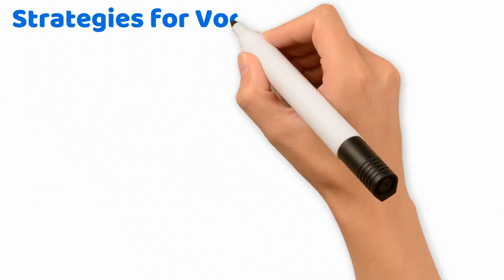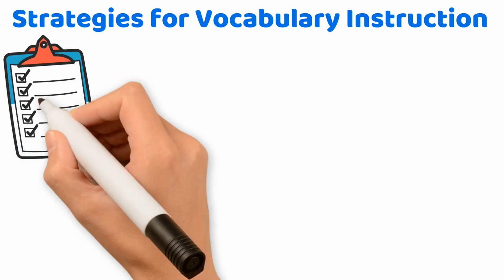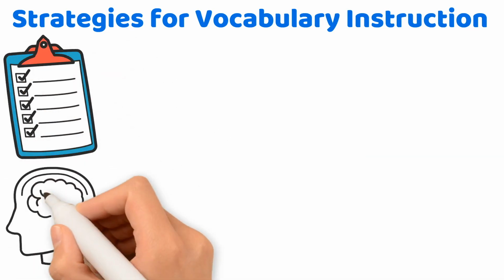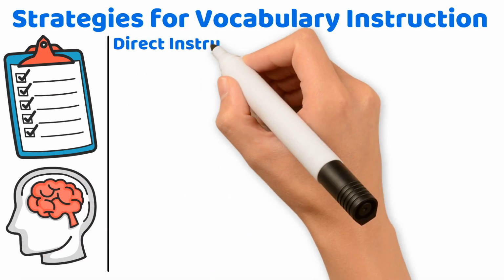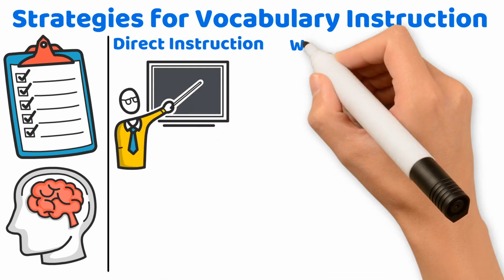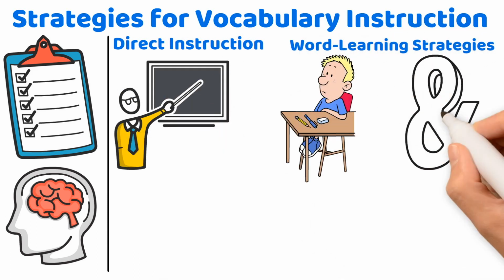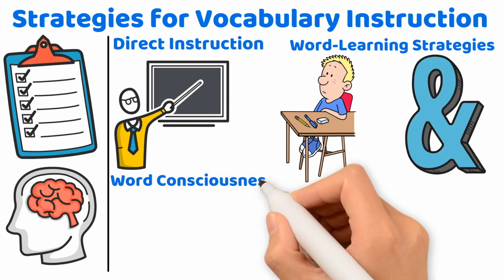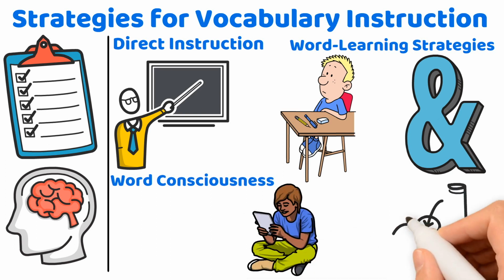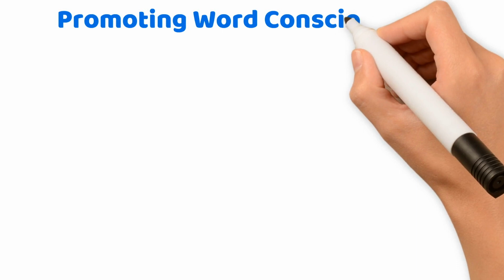Now, let's move forward to strategies for vocabulary instruction, so you can be ready when a multiple-choice question about strategies comes up. Be aware that effective vocabulary instruction involves direct instruction, teaching specific words intensively. Word learning strategies: helping students learn how to decipher unfamiliar words independently. Word consciousness: encouraging an interest in words and their meanings through engaging activities. Then there's also promoting word consciousness.